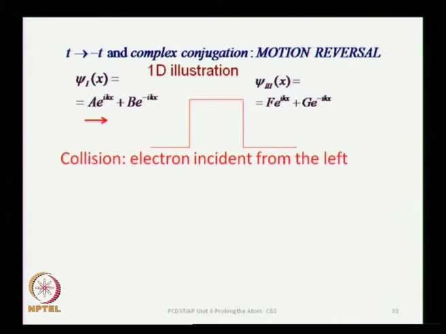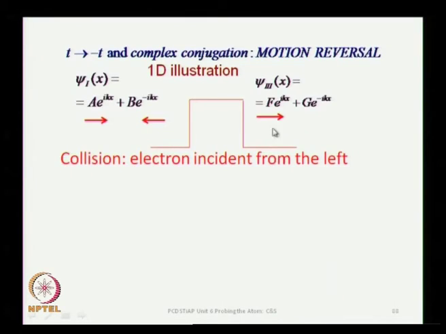so e to the ikx is the one which is moving from left to right, and that we know because the time dependence is e to the minus i omega t. So kx minus omega t is the phase, and constancy of that will require propagation of x from left to right. So you have an electron incident from the left. What can happen to this electron now? It can get reflected and it can get transmitted.